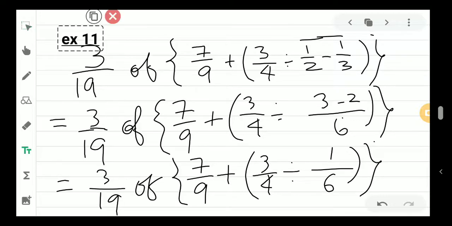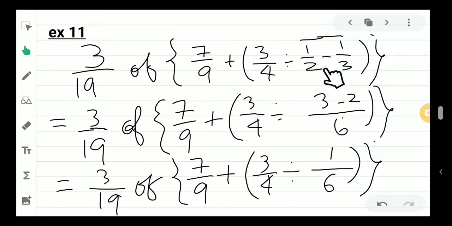Now 3 by 19 of 7 by 9 plus 3 by 4 divided by 1 by 2 minus 1 by 3. But remember this sign is there. This is known as vinculum or bar. This moon-like bracket is known as parenthesis, and this is a curly bracket. So what is the order of the brackets? First you do the operation under this bar. We are keeping everything else the same, but we are doing this calculation.